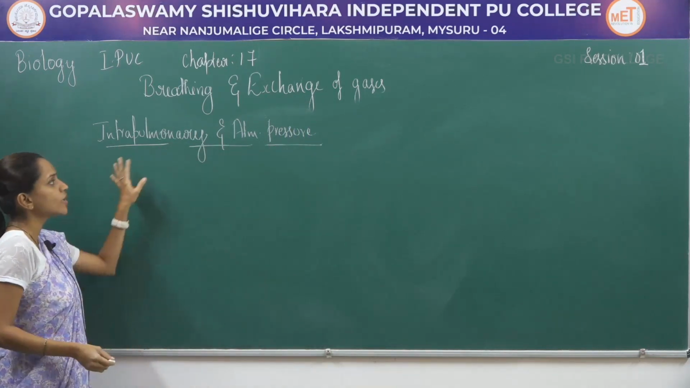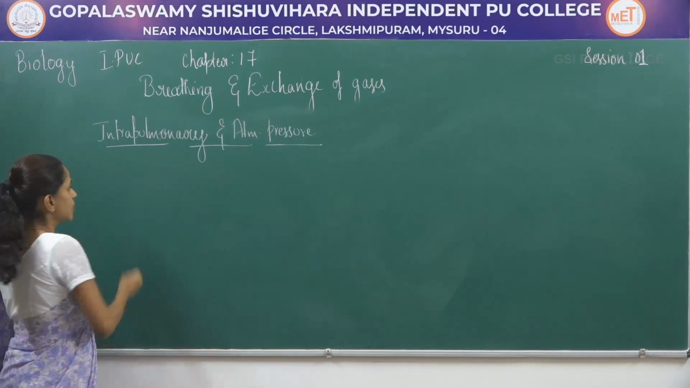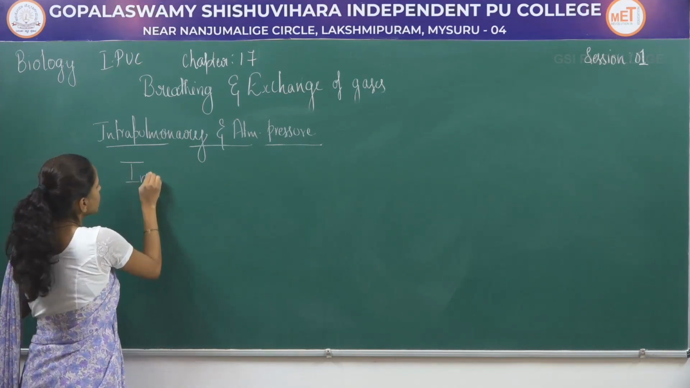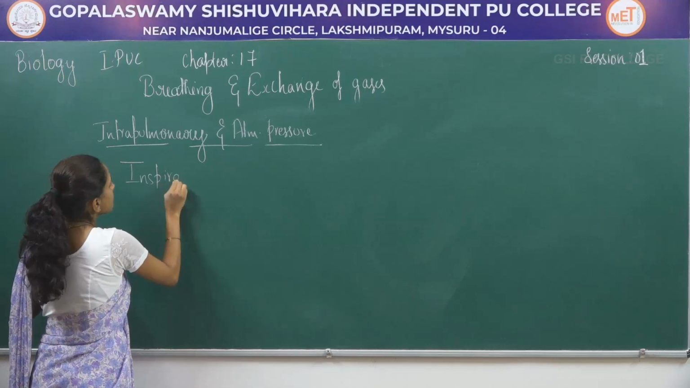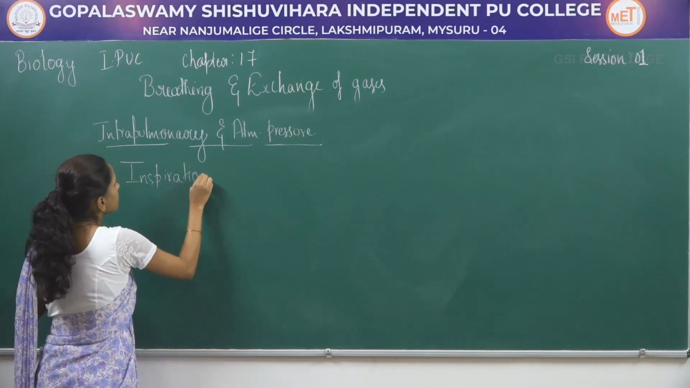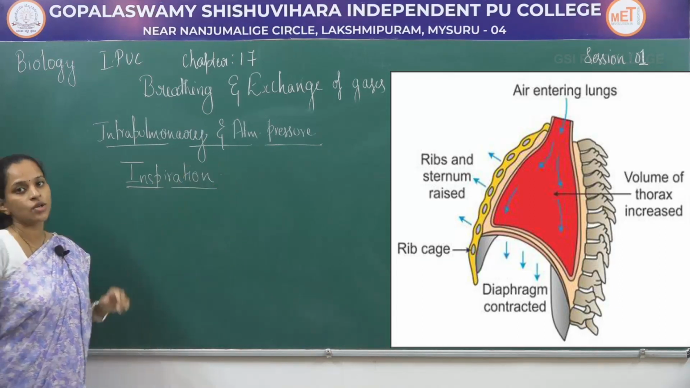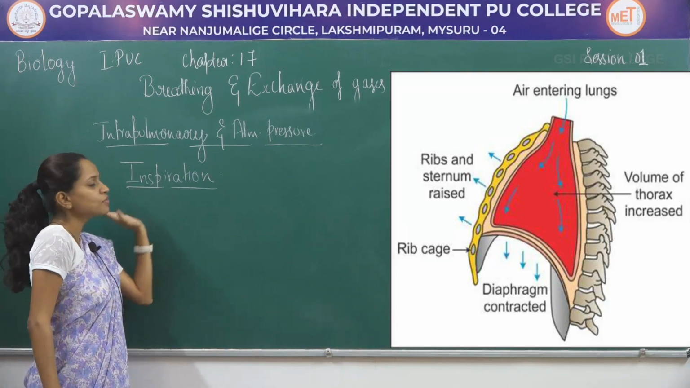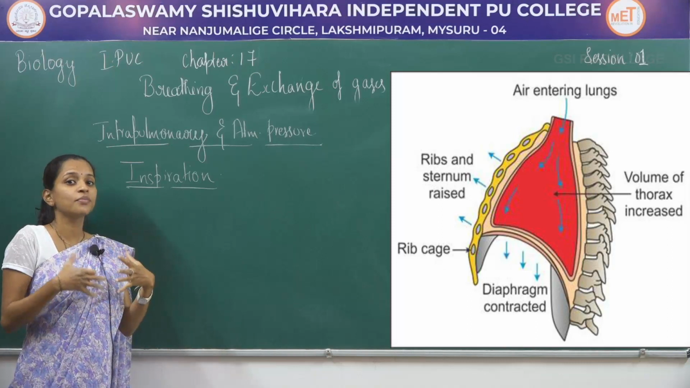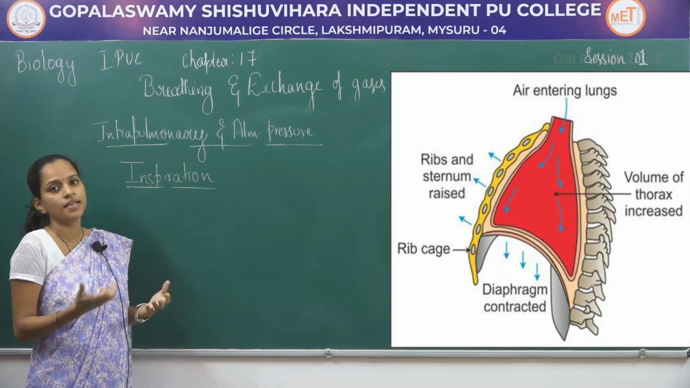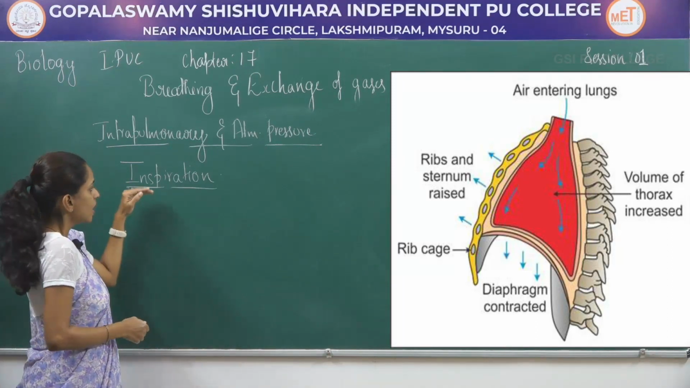So when it comes to intrapulmonary pressure and atmospheric pressure in case of inspiration, you can see a diagram which is represented on the screen. When it comes to inspiration, there are different processes or changes taking place in the thoracic cavity.